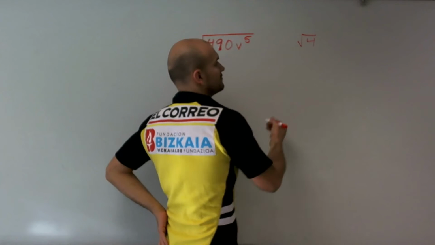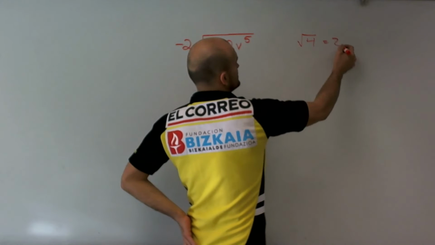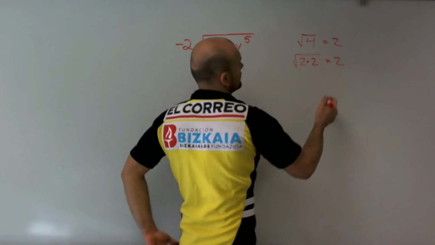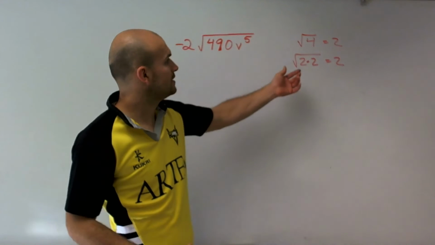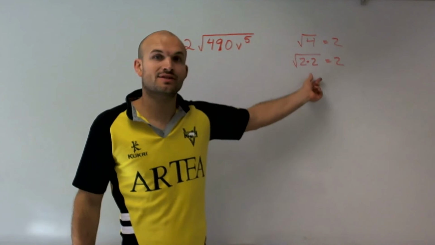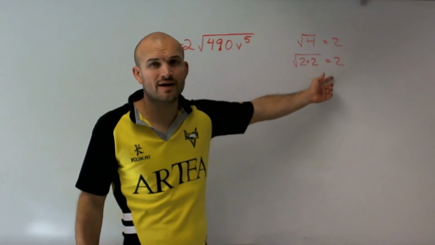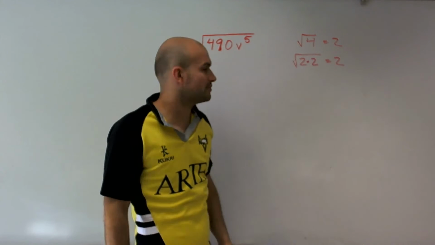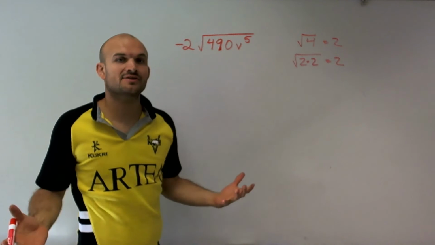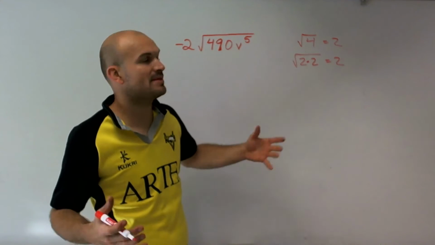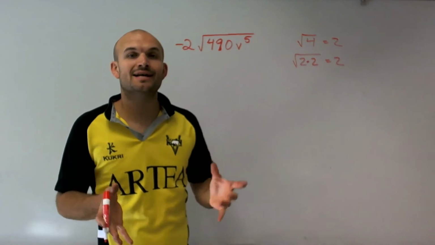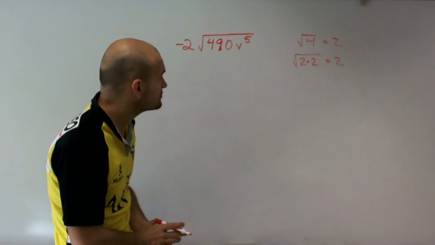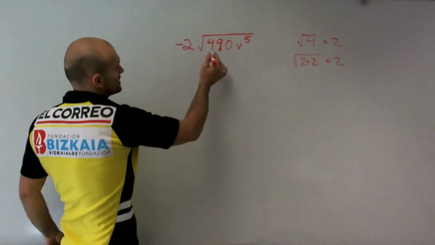If I take the square root of 4, we know the answer is 2, but I can rewrite the square root of 4 as 2 times 2, right? So whenever we have two factors that are the same, we can take the square root of them and get 2. So what I'm going to do is factor these under the square root, and anytime that I have a pair of factors, I know I can take that factor out of the square root. So I'm just going to factor this out.